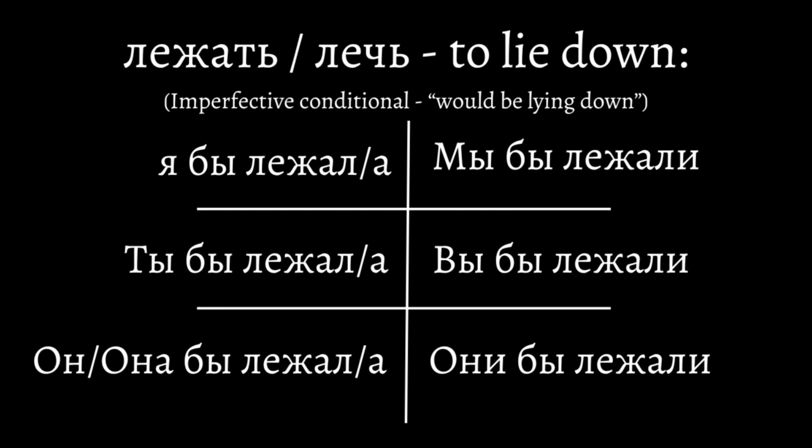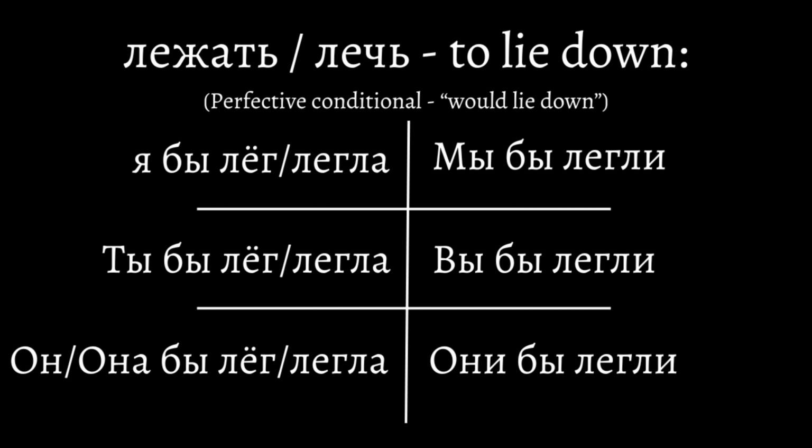Here we have лежать and лечь, meaning to lie down. In the imperfective, there is no irregular conjugation, and the meaning is would be lying down. In the perfective, we have a different version, which is лечь, ending in ech, which is very irregular. But in the conditional, we only add бы. Я бы лег, I would lie down, masculine, ты бы легла, you would lie down, feminine, and мы бы легли, we would lie down.